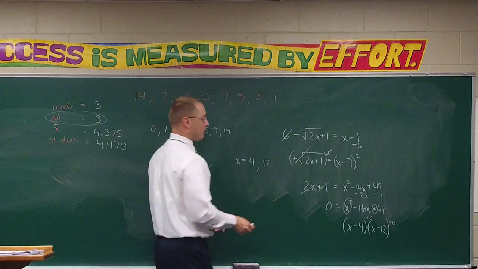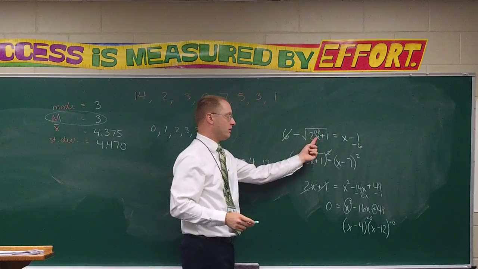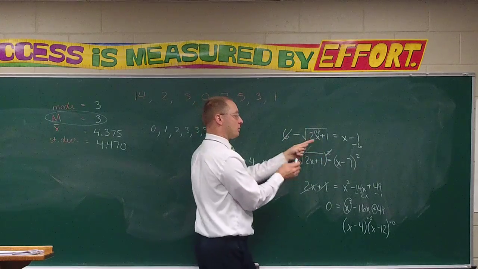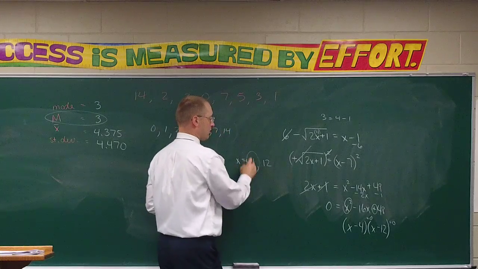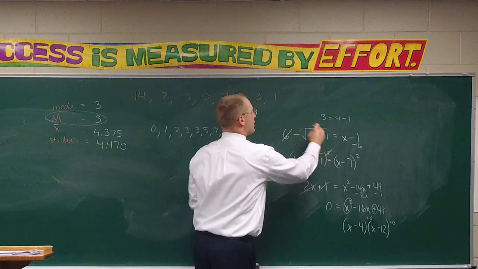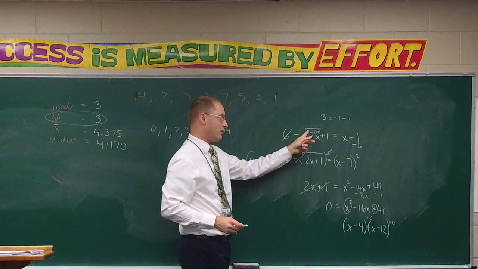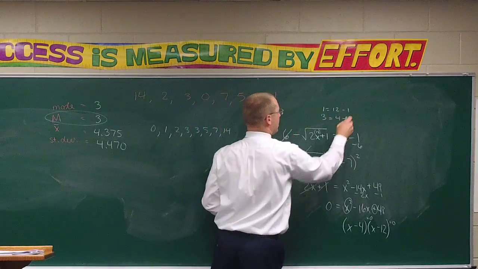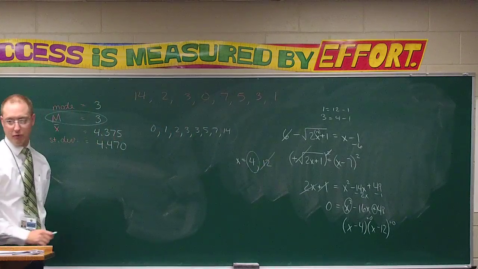And so we come along here, we plug in the 4 because that seems easier, right? 2 times 4 plus 1, square root of 9. 6 minus 3 is equal to 4 minus 1. Plug in the 12 now. 2 times 12 plus 1, square root of 25. 5, 6 minus 5 equals 12 minus 1. No, 12 is an extraneous root. We'll only keep the 4.